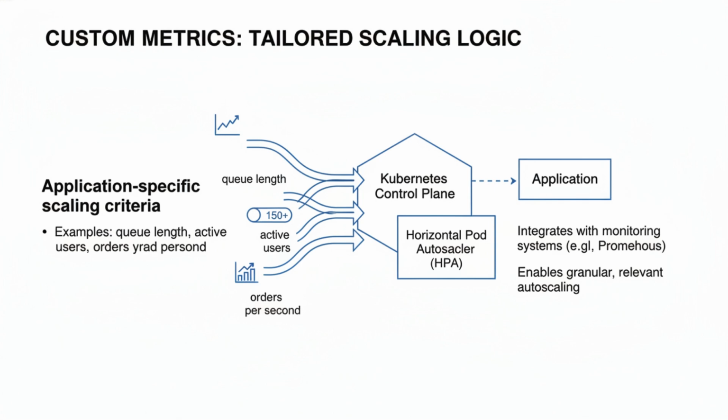This is where custom metrics come in. Custom metrics allow you to scale based on application-specific data points that better reflect your workload's actual needs. For example, a message queue application might scale based on the queue length, or an e-commerce platform might scale based on active users or orders per second. By integrating Prometheus or other monitoring systems, Kubernetes can fetch these custom metrics and use them to drive HPA decisions. This provides a much more granular and relevant autoscaling strategy, moving beyond generic infrastructure metrics to application-aware scaling.